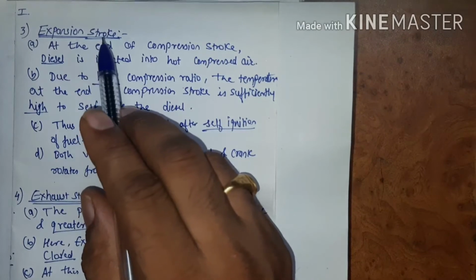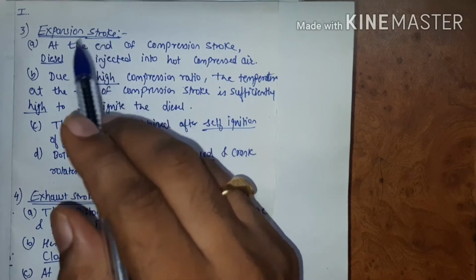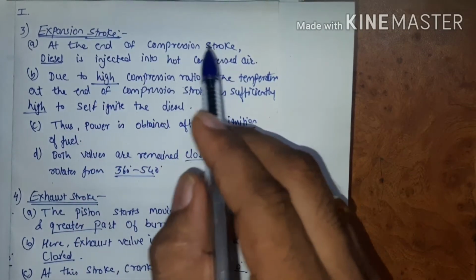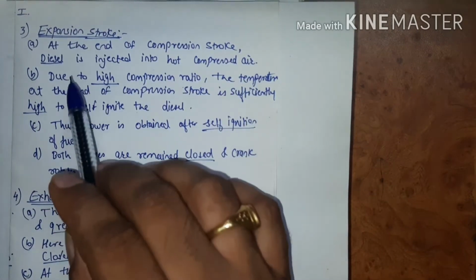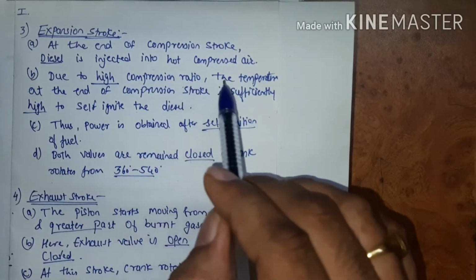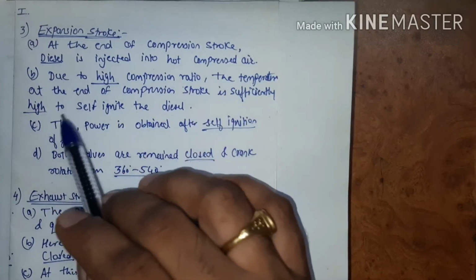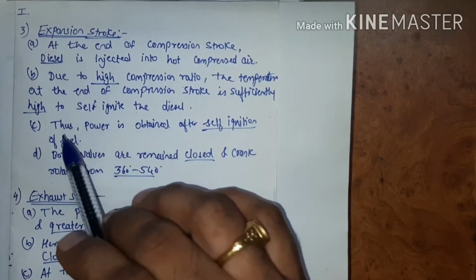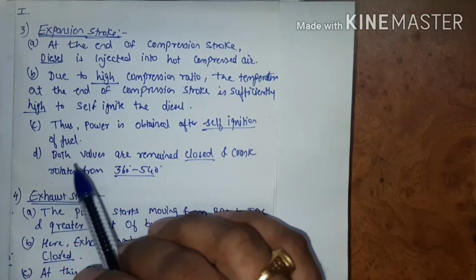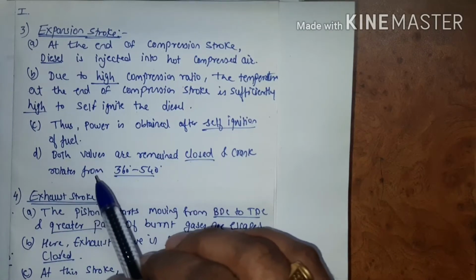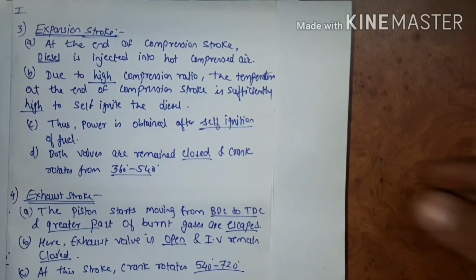The third stroke is known as the expansion stroke. It is also known as the working stroke or the power stroke. At the end of the compression stroke, diesel fuel is injected into the hot compressed air. Due to the high compression ratio, the temperature at the end of the compression stroke is sufficiently high to self-ignite the diesel. Thus, the power is obtained after self-ignition of the fuel. Both the valves remain closed and the crank rotates from 360 to 540 degrees. I will explain with the help of a diagram.